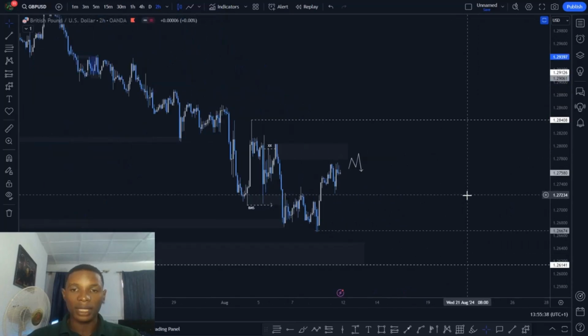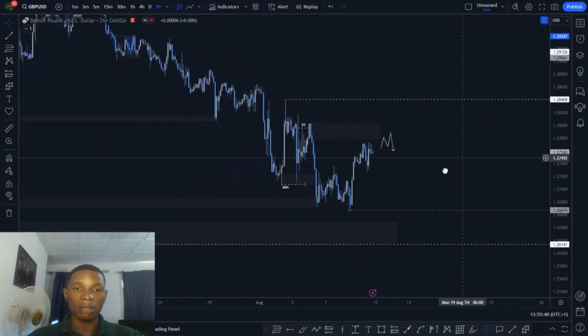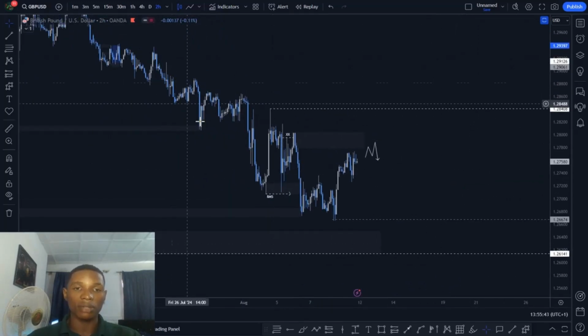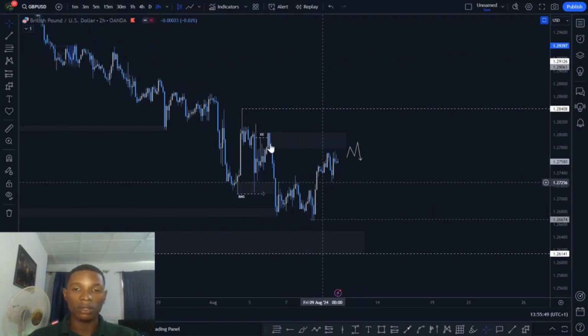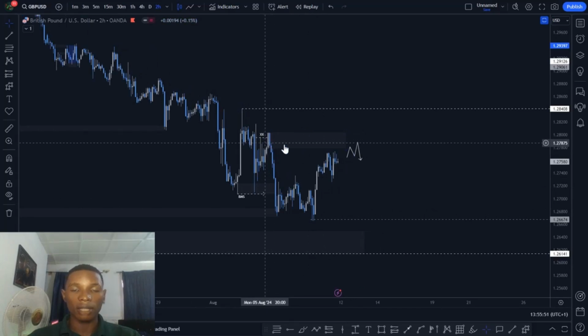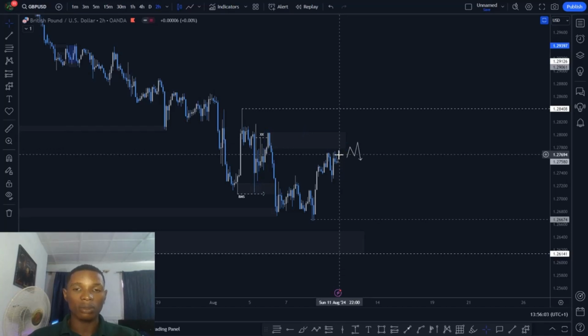GBP USD, we can see that the market is trending bearish, right? Lower low, lower high, lower low, and lower high, and then we have a new lower low that was formed right here. So we have this demand level, supply level, I mean to say, guys. We have this supply level that price left unmitigated, which we are waiting for price to come and mitigate.